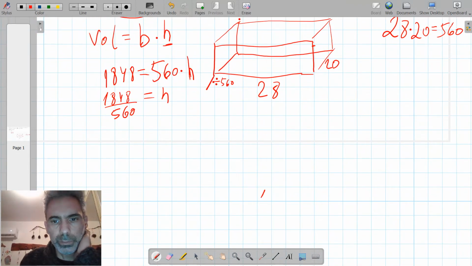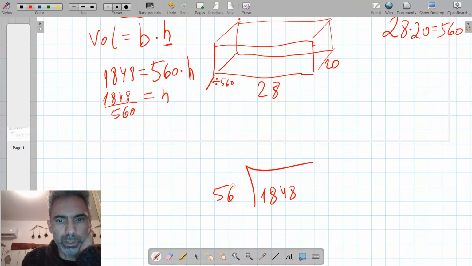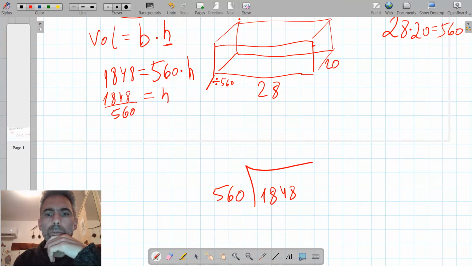Okay, so let's see. 1848 divided by 560. It doesn't go into 1 or 18 or 184. How many times does 560 go into 1848? I think 3 times, because 4 is too much. And 3 times, it's okay. So 3 times 560.